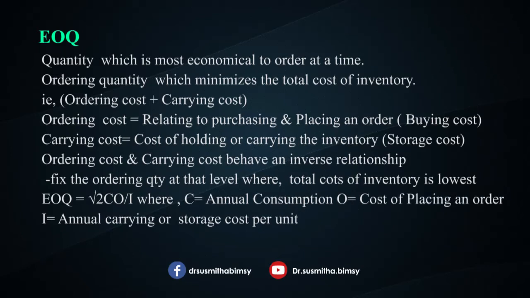Here C is equal to annual consumption or usage of material, O is equal to cost of placing an order, and I is equal to annual carrying or storage cost per unit. It is usually calculated as a given percentage of value of material per unit.